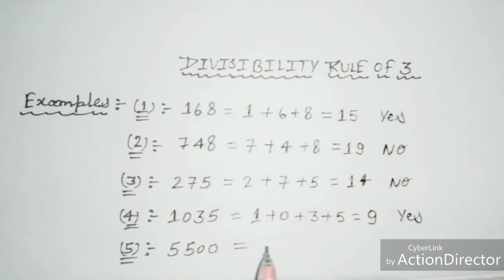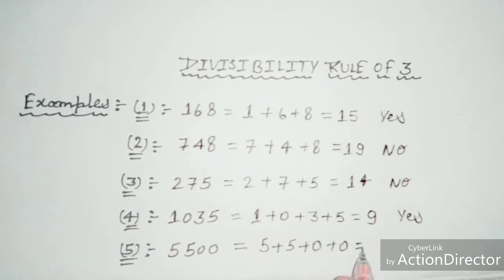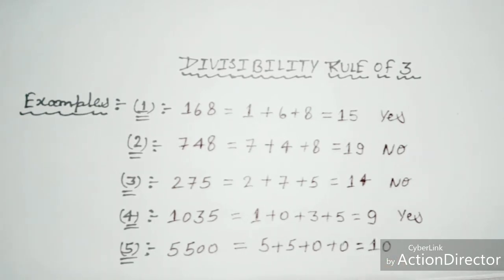Next, example number 5. First we add all four digits: 5 plus 5 plus 0 plus 0. The sum of all four digits is 5 plus 5, which is 10, and 10 is not divisible by 3, so we say that no, this number 5500 is not divisible by 3.